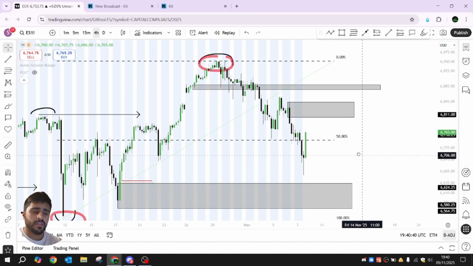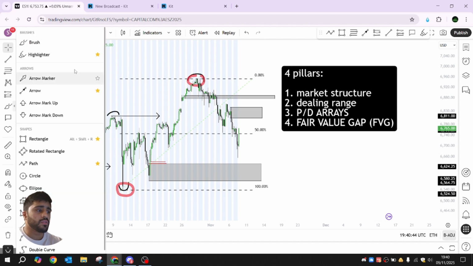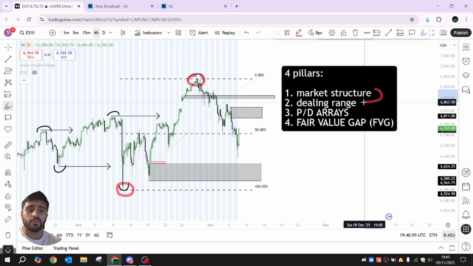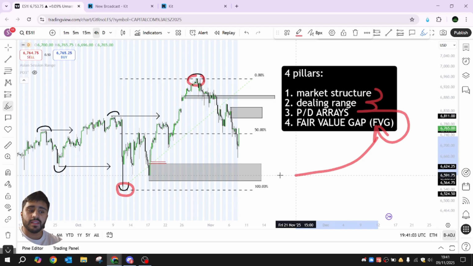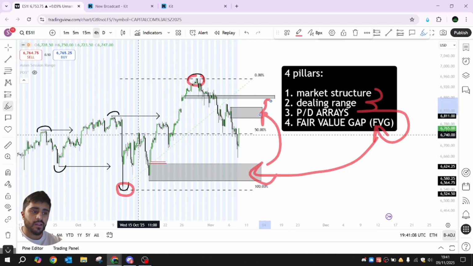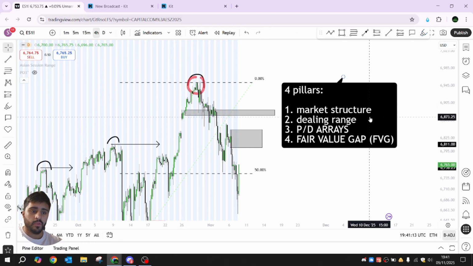On the S&P 500 or ES future specifically, this is how I mark out my higher time frames. Any market you trade, whether it's gold, Forex, S&P 500, or NASDAQ, all these markets must use the 4-pillar approach. You need to have, in this order, market structure, dealing range, PD arrays, fair value gaps. And then these lead to the POIs, right? So this is an overview of how I'm looking at the S&P 500 or ES future specifically.